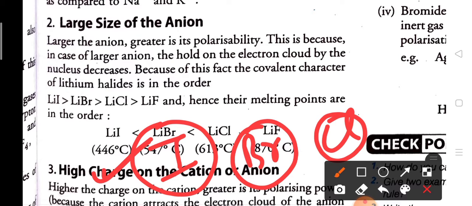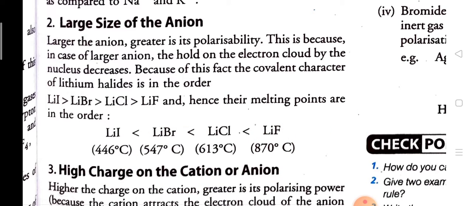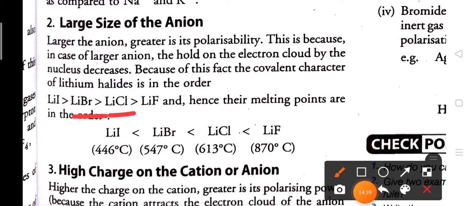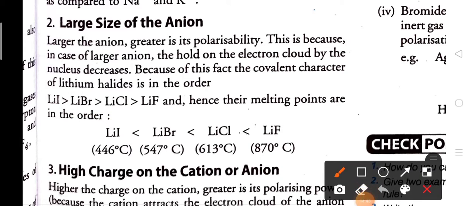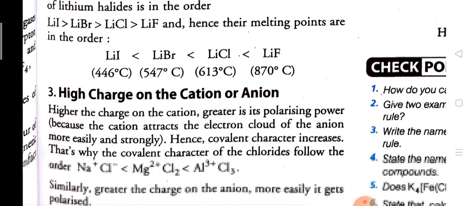Now, because of this fact, the covalent character of lithium halides is in the order where lithium iodide will have more covalent nature in comparison with LiBr, LiCl and LiF. So you can see the order of the covalent character: LiI has more covalent nature, and we know that covalent compounds have a lower melting point or boiling point in comparison with ionic compounds. So you can see LiF has more ionic character, hence its boiling point or melting point will be greater than the covalent compound.